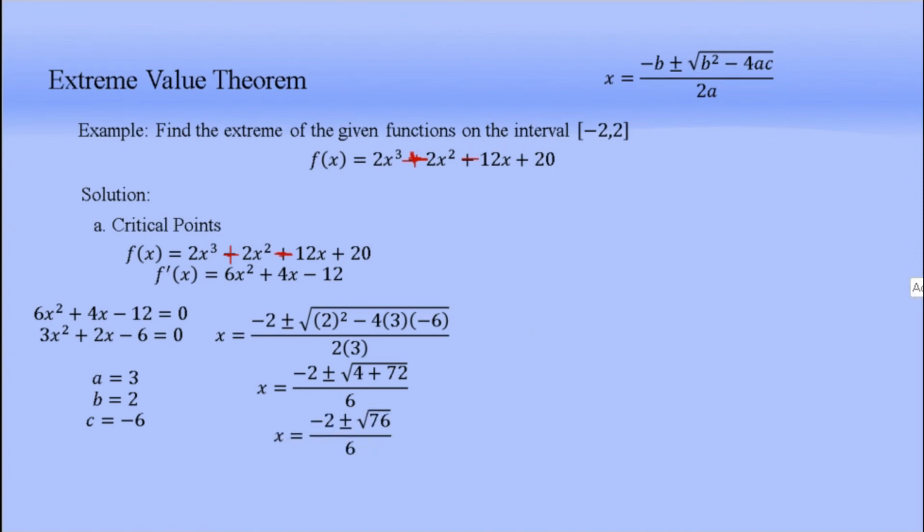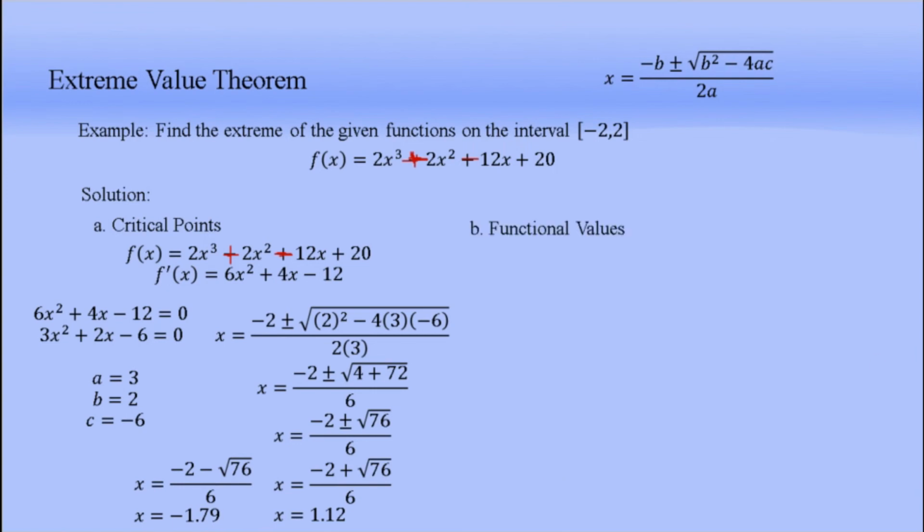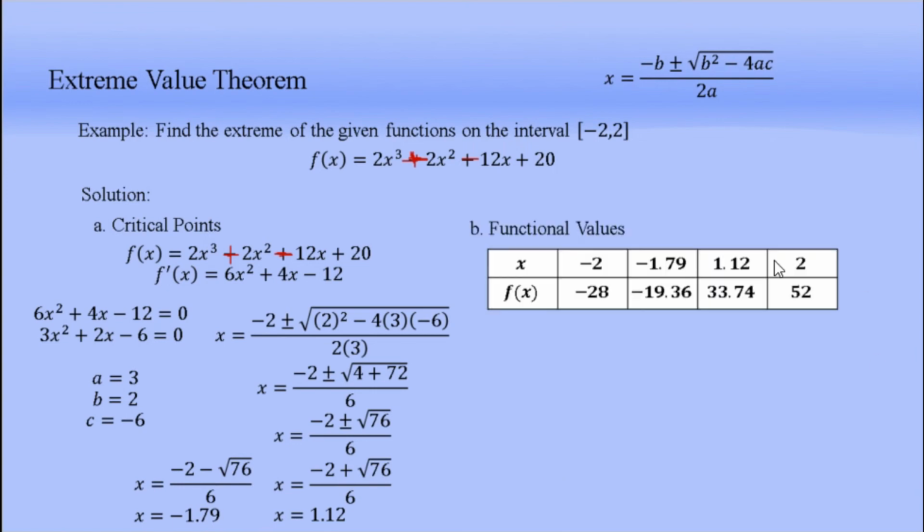And right now we're going to separate. As you can see, we have this value here. And so negative 2 minus the square root of 76 over 6, and then negative 2 plus the square root of 76 over 6. And then we have the critical points of x. And now we have the critical points of negative 1.79 and 1.12. And then now we're going to identify the functional values using this.